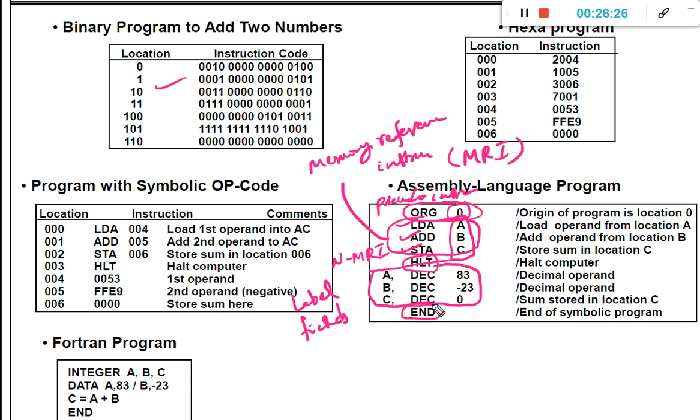And END is once again represented as a pseudo instruction. So this is a pseudo instruction. Once again, it does not need any operand. Already we discussed that the pseudo instruction may or may not need any operand.